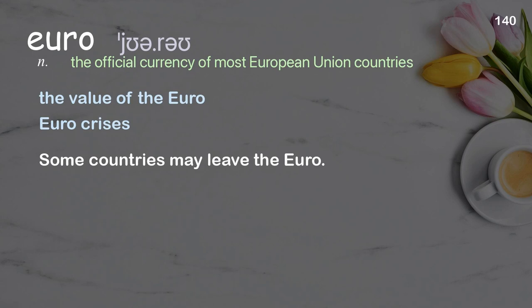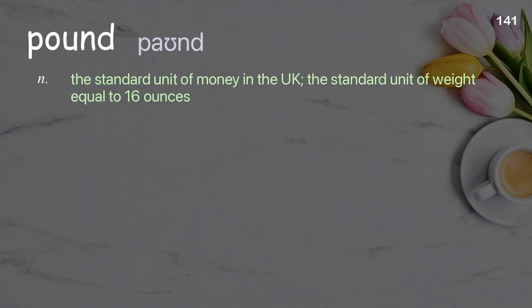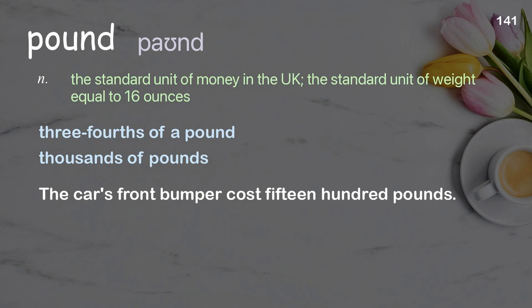Pound. The standard unit of money in the UK, the standard unit of weight equal to 16 ounces. Examples: 3/4 of a pound, thousands of pounds. The car's front bumper cost £1,500.